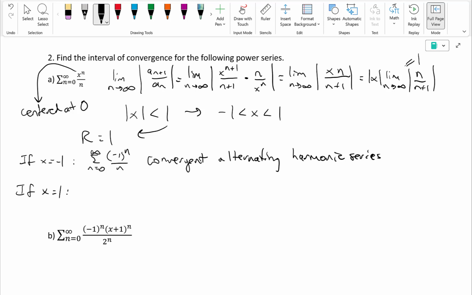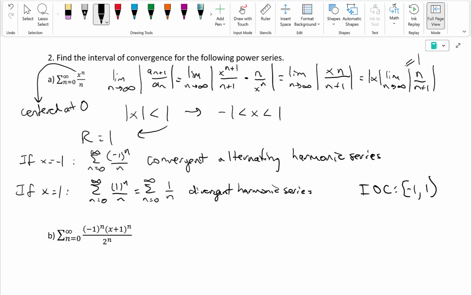But if x equals 1, we get a series of the form sum n equals 0 to infinity of 1 to the n over n, which is our harmonic series, right? 1 to any power is just 1, so 1 over n is our harmonic series, so it's divergent. We can say divergent harmonic series, which gives us an interval of convergence of bracket -1 to parenthesis 1. So we converge at the endpoint -1, and then everything from there up to, but not including, the other endpoint at 1.